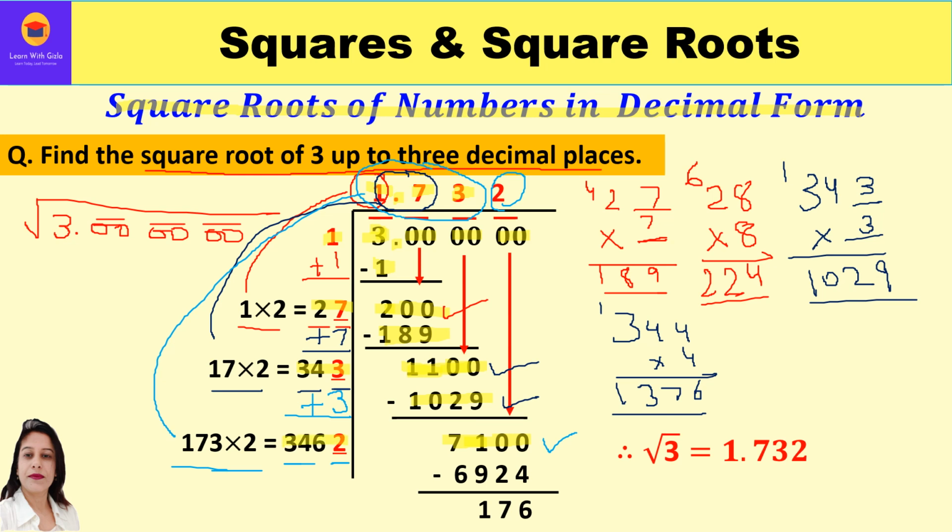So our divisor will be 3462. Multiply by 2 and we will get the product 6924, which is less than 7100. Now 7100 minus 6924, you'll get a remainder 176. Now further also we can continue, but since we require only 3 decimal places, so we will stop over here. We will stop the long division over here, and we got the quotient as 1.732, which is the square root of square root of 3. So square root of 3 is 1.732, right?